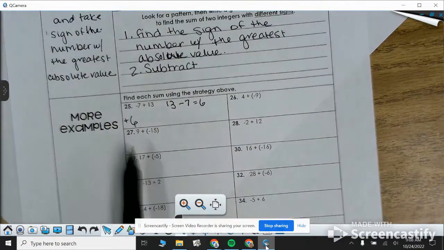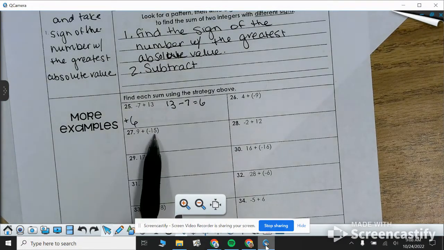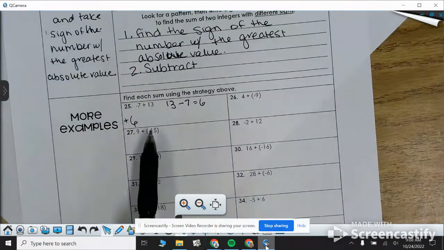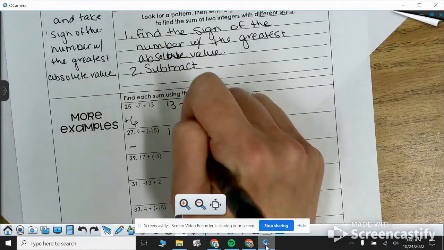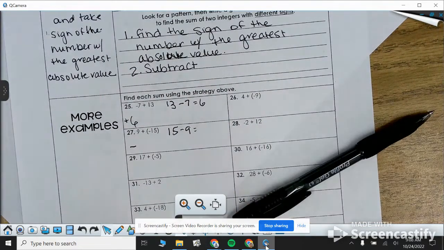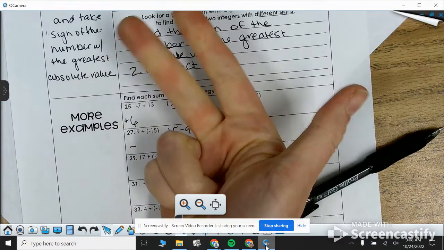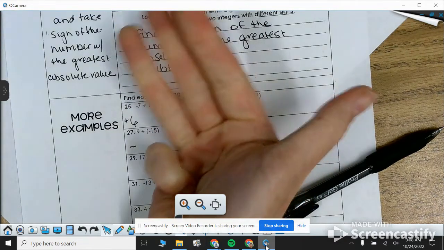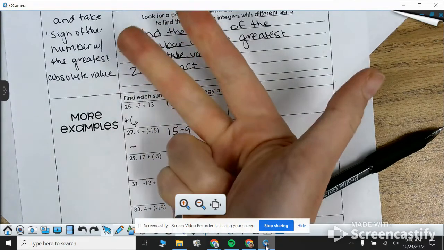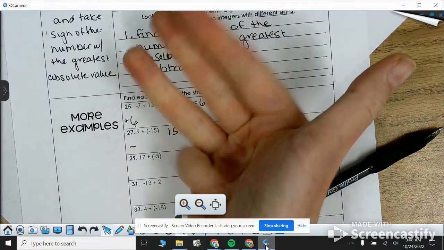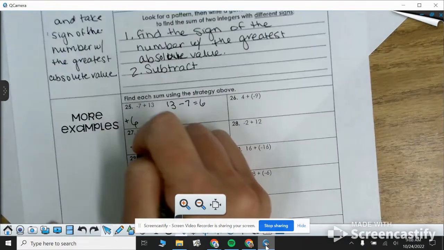Let's do one more together. So this one, which has the greater absolute value? 9 or 15? 15. So I know my answer is going to be negative. 15 minus 9 is equal to what? Let's count up. 10, 11, 12, 13, 14, 15. So I know my answer is negative 6.